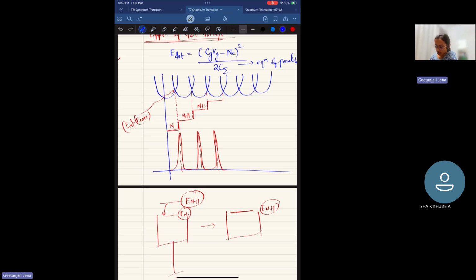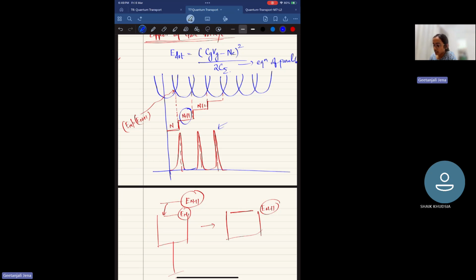So this is what we call a Coulomb blockade oscillation. We see an oscillation in current because of this Coulomb blockade effect. For this reason, the energy of the levels is much higher than what is required to add the electron. So that is why we won't see any current. So the charge will remain constant.